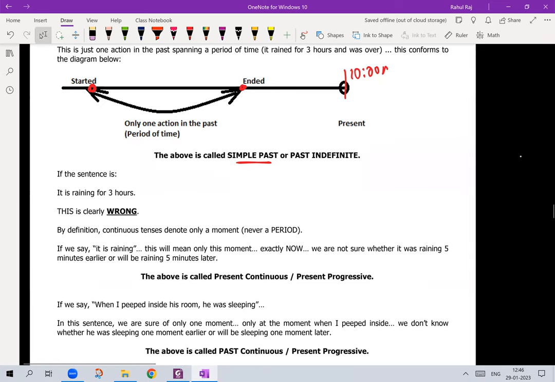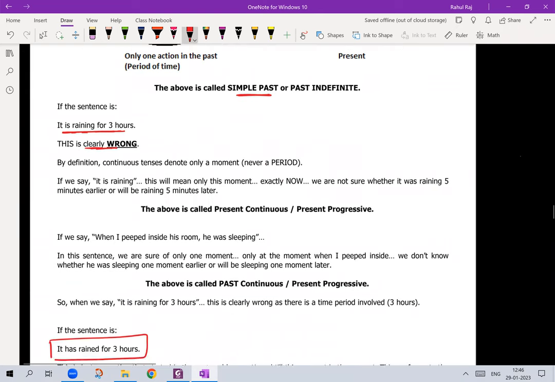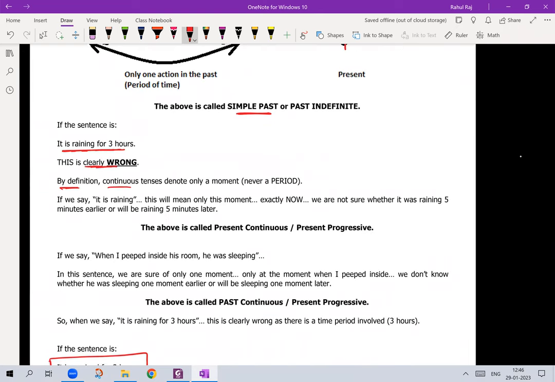Now, when you say it is raining for 3 hours, this is what I was telling Lush. This is clearly wrong, very much wrong. Because by definition, continuous tense only denotes a moment of time, never a period. When I say it is raining, it means exactly at this moment, exactly now. We are not sure whether it was raining 5 minutes earlier or will be raining 5 minutes later. So this is called present continuous tense.